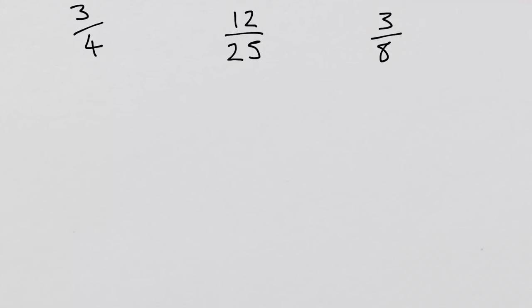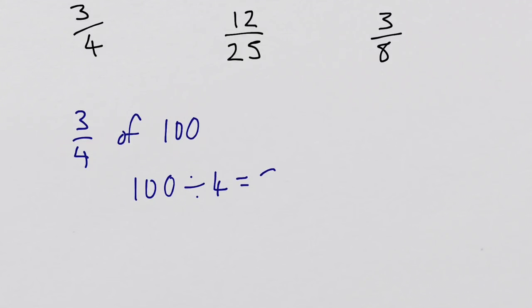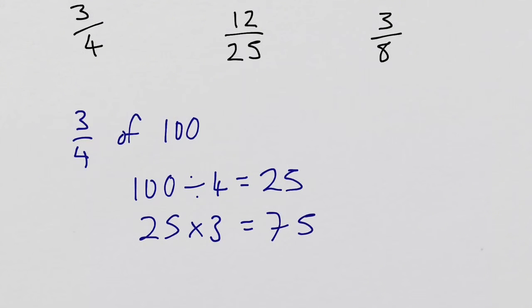To change fractions into percentages, we need to do that fraction out of 100. So for example, we do 3 quarters of 100. So that means 100 divided by 4 equals 25. 25 times by 3 equals 75. So divide by bottom times by top. It's 75%. That's one that you should know off the top of your head.